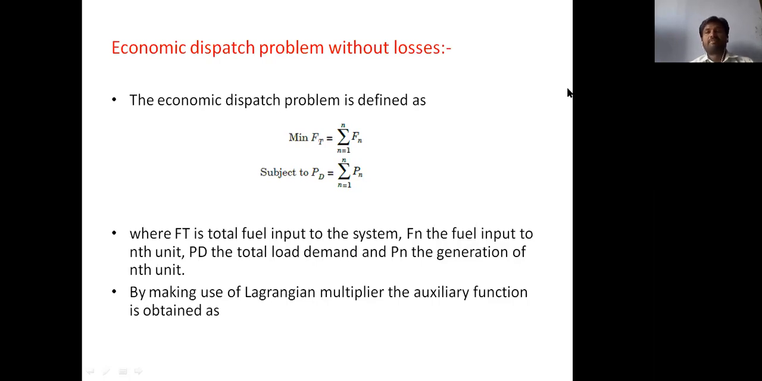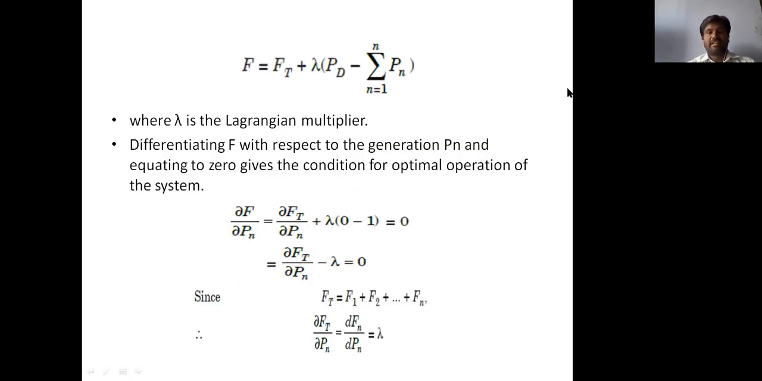The auxiliary function consists of the main function plus lambda times the constraint function. So the auxiliary function F equals the main function Ft plus lambda times the constraint function, PD minus the summation of n equal to 1 to N of Pn, where lambda is the Lagrangian multiplier. If the auxiliary function is minimized, then the main function is also minimized along with the constraint function.